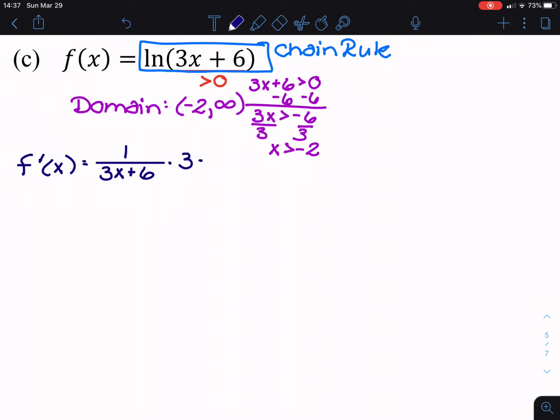Okay. So this becomes 3 over, and what I'm going to do now is try to simplify this as much as possible. And you'll see why this is important in a second. So I'm going to factor out the 3 from the bottom, and this is 3 times the quantity x plus 2. Now notice, now I can factor a 3 out of the top and a 3 out of the bottom. So my first derivative is 1 over x plus 2, or I can write this as x plus 2 to the -1 power.